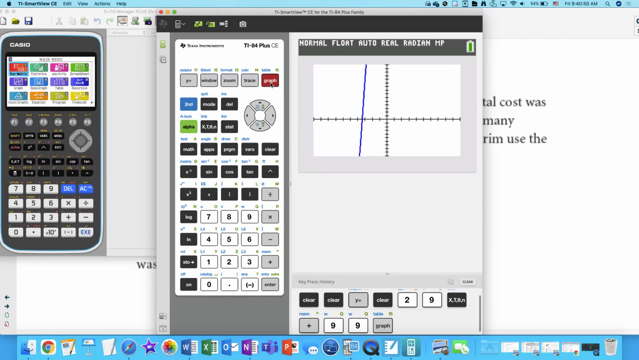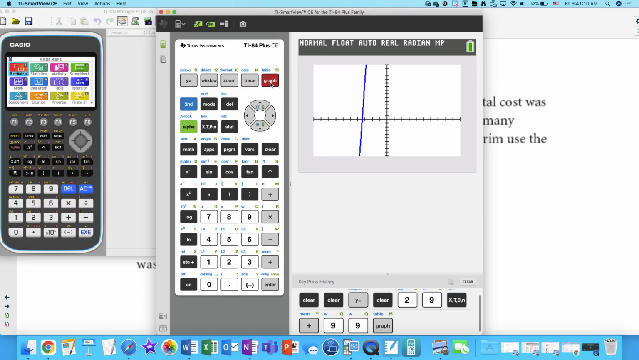And I'm going to hit graph. And I really can't see anything useful here. Okay? So let's think about this. C represents a cost, N represents number of people. Is it possible for either of those to be negative?